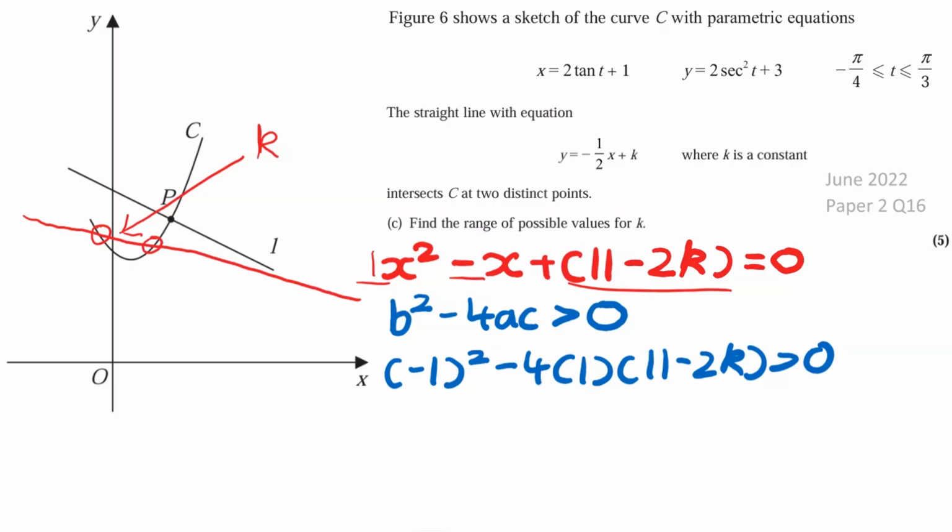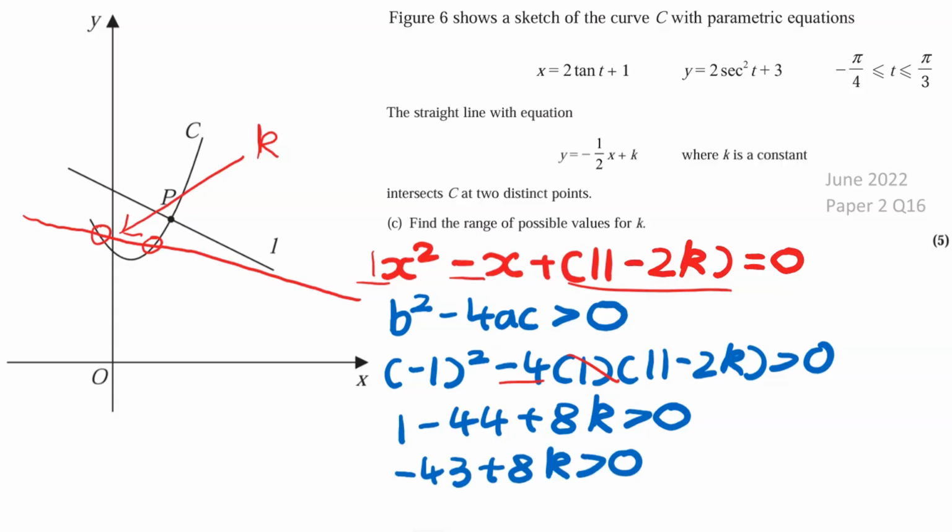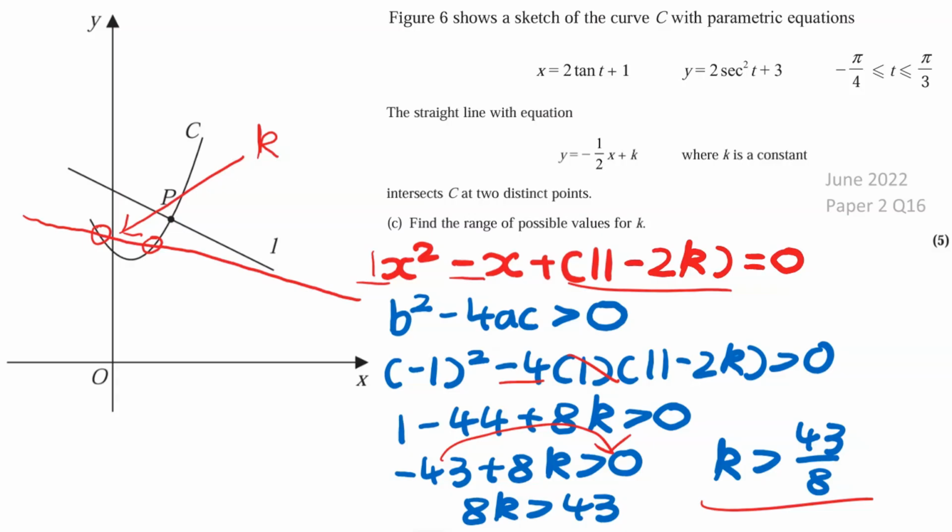Okay, so if we simplify this, minus 1 squared is 1, and then minus 4 times 1, so we can just ignore this. Minus 4 times 11 is equal to minus 44, and minus 4 times minus 2k is equal to plus 8k, like this here. 1 minus 44 is equal to minus 43, so it says minus 43 plus 8k is bigger than 0. Move this minus 43 to the other side of the inequality, so we get that 8k is bigger than 43, and divide both sides by 8, so we get that k is bigger than 43 over 8. So this means that this is the inequality for which there are 2 points of intersection: when k is bigger than 43 over 8.